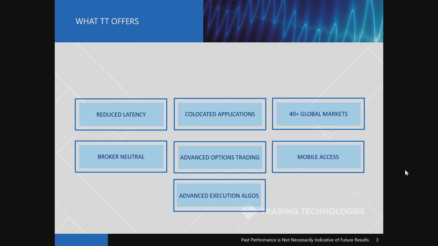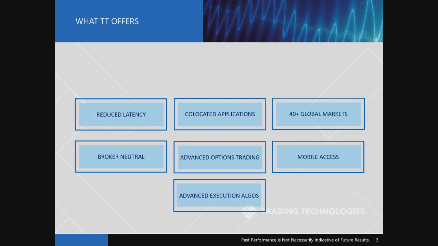First, there's a reduction in order latency on TT, both through significant improvements in the architecture of the platform itself, as well as increased access to exchange colocation. All latency-sensitive applications run within the exchange's colocation facilities to ensure optimal performance and the lowest latencies.